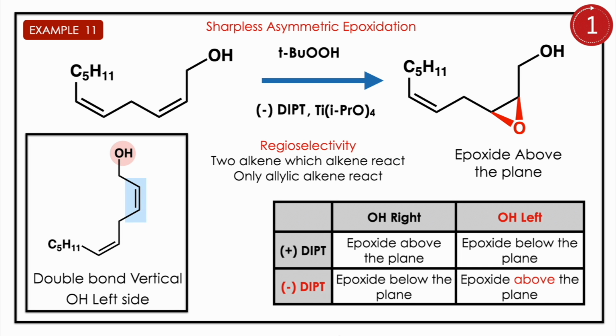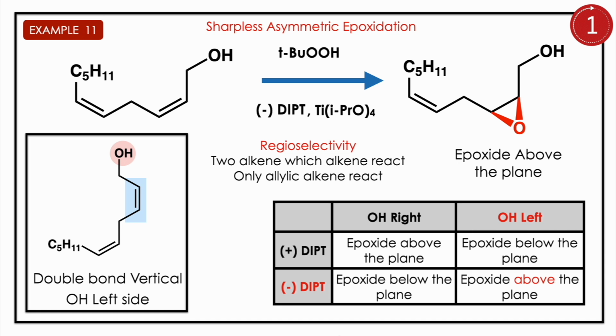Here you have 2 alkene. As we have seen already, alkene near the alcohol reacts. So it's a regioselectivity. Among the 2 alkene, allylic position alkene reacts. So you have peroxide, DIPT, meaning chances of Sharpless asymmetric epoxidation. So we go with our understanding.